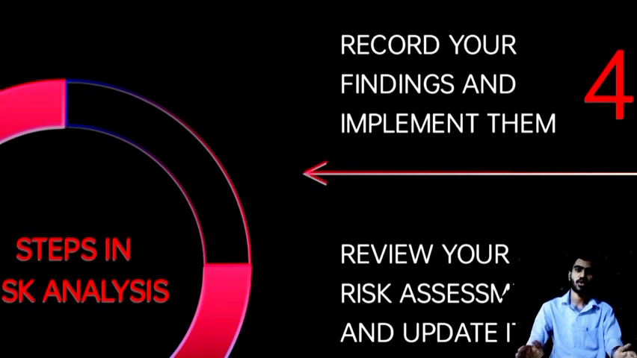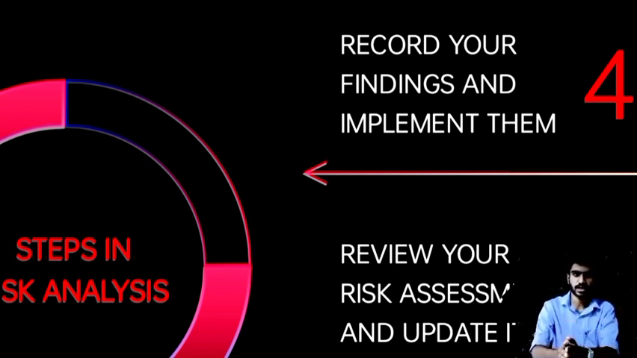Now, let's look into the fourth step in risk analysis, that is record your findings and implement them. For example, if we employ 5 or more people, we must record the significant findings, which include the hazard, that is the thing that may cause harm, who might be harmed and how, and what you are doing to control the risk.